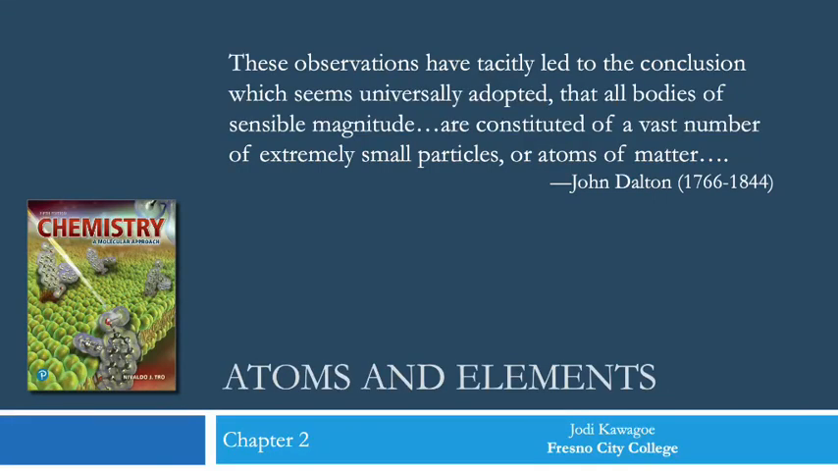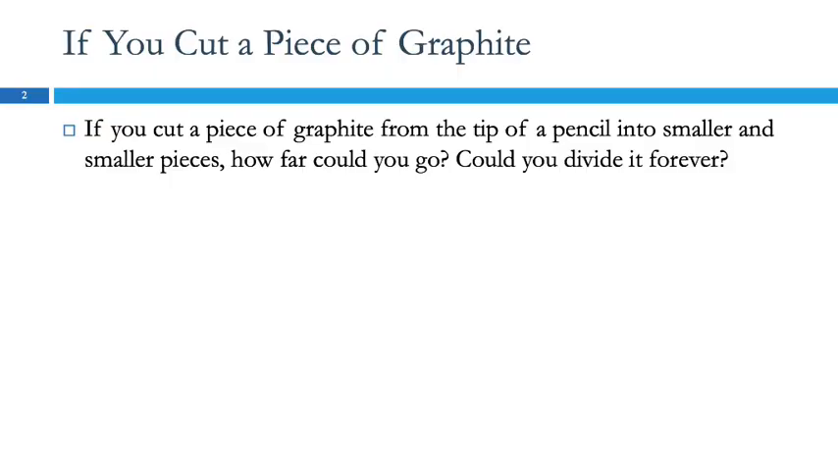So we're in chapter 2 about atoms and elements. And this is a quote from John Dalton. These observations have tacitly led to the conclusion, which seems universally adopted, that all bodies of sensible magnitude are constituted of a vast number of extremely small particles or atoms of matter. And that was a huge idea at the time. So let's think about that.